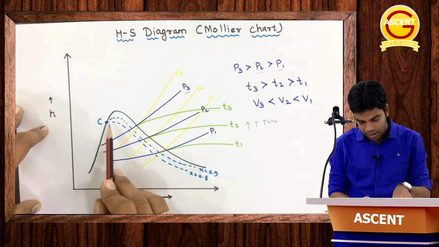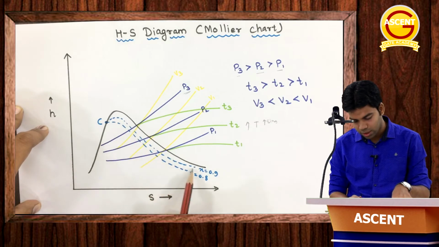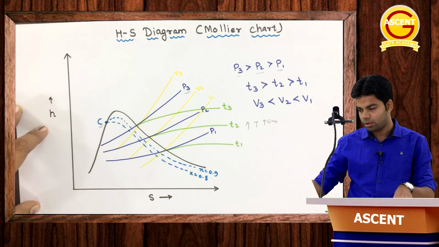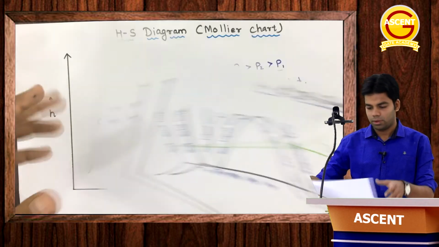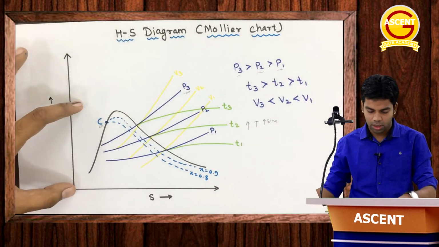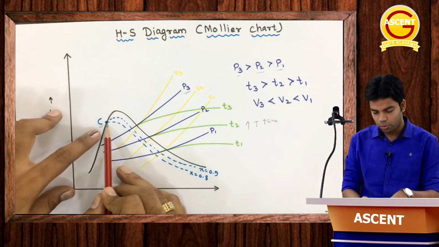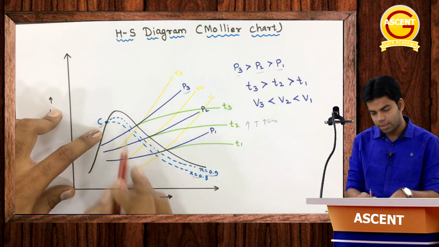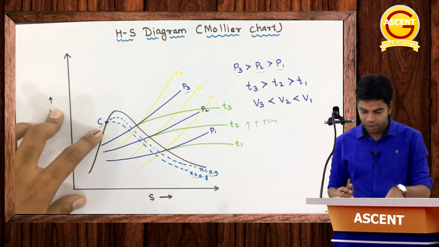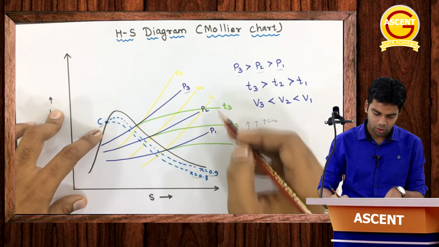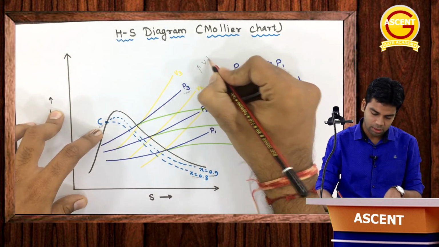Here in light blue you can see constant dryness fraction lines. This is the critical point, as I told you, and I am just taking this much area here. From the critical point we are having the constant dryness fraction lines, x equal to 0.9, 0.8 and so on, which keep on decreasing. Clear or not? And in yellow we are having constant volume lines, and again volume is decreasing in this direction.